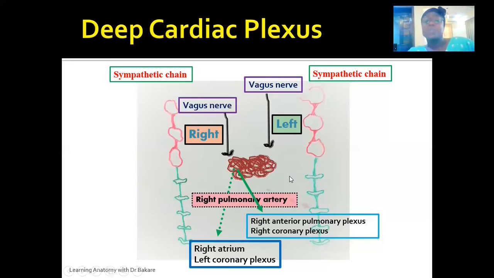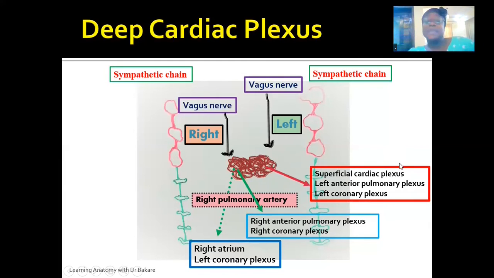On the left side now, we also have branches that are given on the left side, but this does not have any form of demarcation. We do not have structures separating these branches. So we have the superficial cardiac plexus. On this left side, we give a branch to supply the superficial cardiac plexus. Remember, the superficial cardiac plexus also gives a branch to the deep cardiac plexus, servicing each other. Then we also have on the left side another branch, the left anterior pulmonary plexus. Then finally, we have the left coronary plexus. So you can see now that the cardiac plexuses are also giving off branches to form the coronary plexuses.